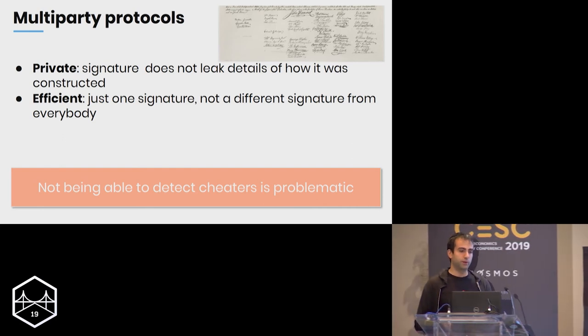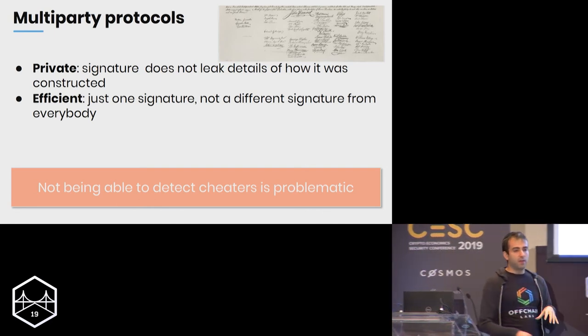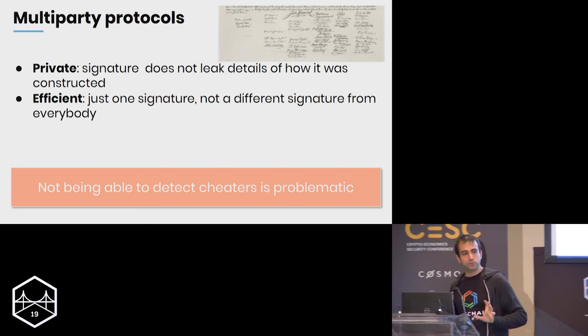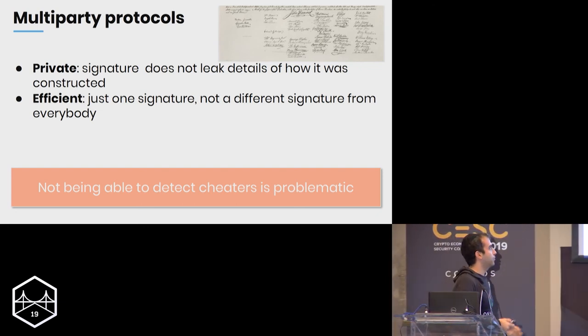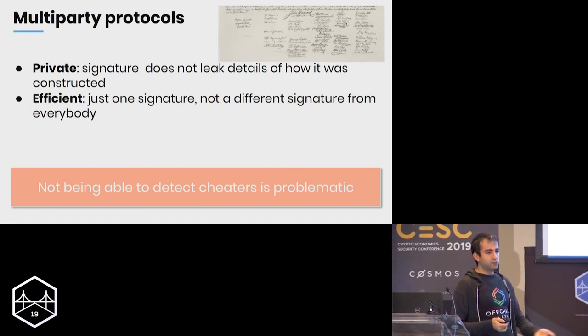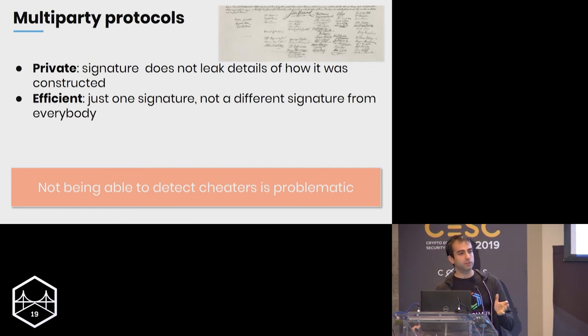Another place where threshold signatures are used are multi-party protocols, where you have a bunch of parties that need to generate a signature. Why would you use threshold signatures here? First of all, it's private. Maybe you don't want to leak the exact set of signers that participated in the protocol to the world. You just want to release a signature and say, hey, we had a quorum, we had a threshold, and it was signed. But also, as we mentioned before, it's efficient, because instead of having N signatures from each party, you just have a single signature, just the size of one signature, and you don't bloat the blockchain.